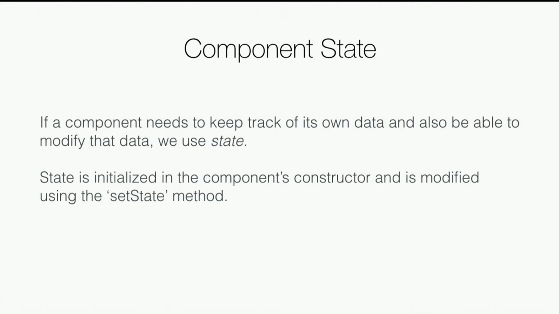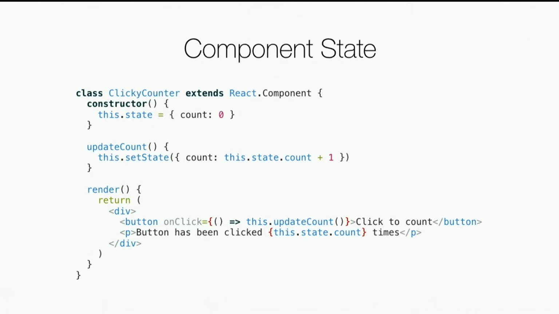So the two main concepts of React components are the props, which get passed in, but they're immutable, and then state, which is where if we need to keep track of our own data and also be able to modify that data, we use state. It's initialized in the constructor for the class, and then if we need to change state, use the setState method to do that. So let's take a look at this component, which I called clicky counter.